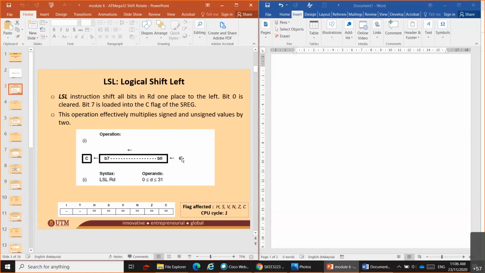You can see here 0 from outside goes to your bit 0, and then all these bits will be shifted to the left by 1 bit, while bit 7 will go to your C flag. This is the flag that is affected after you execute the LSL instruction. You have 5 flags affected, which are H, S, V, N, Z and C flags. Let's look at an example of how the LSL works.